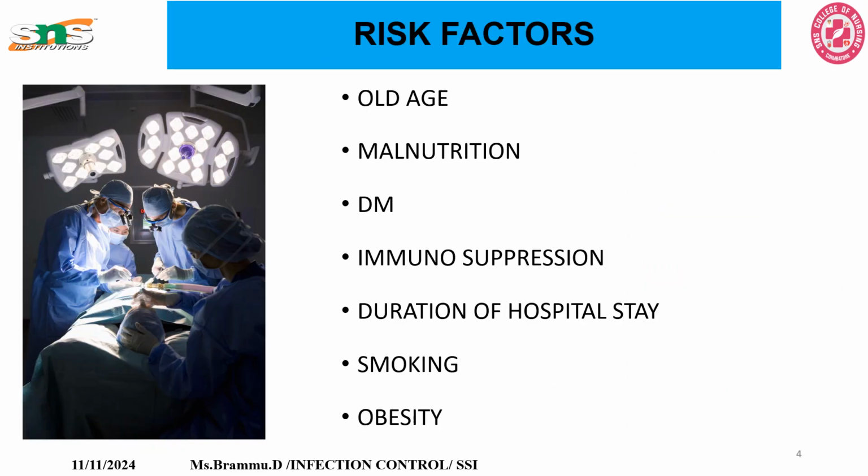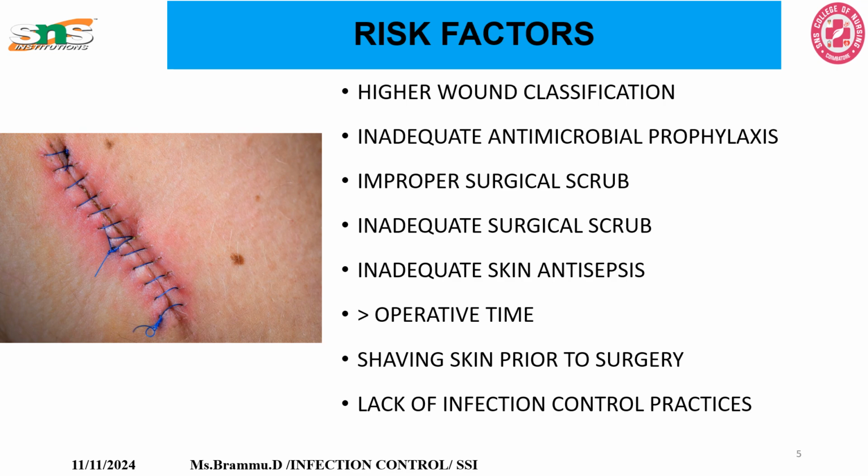So the major risk factors for developing SSI would be geriatrics, malnourished, diabetes mellitus, immunosuppressive patients, that is patients who are on transplant or any other immunosuppressive drugs, and a more prolonged length of hospital stay, comorbid conditions, smoking, obesity, and higher wound classifications, which we'll be seeing in a further slide.